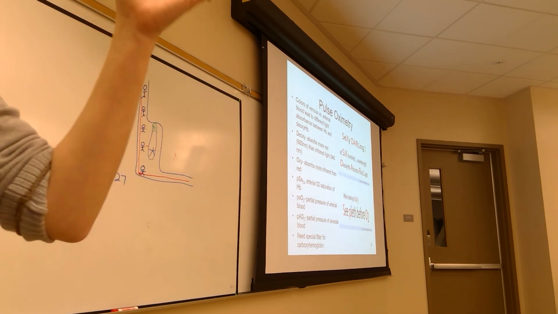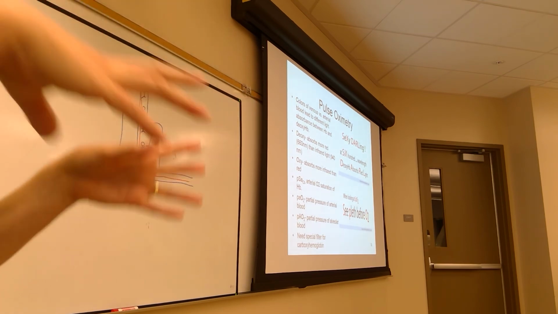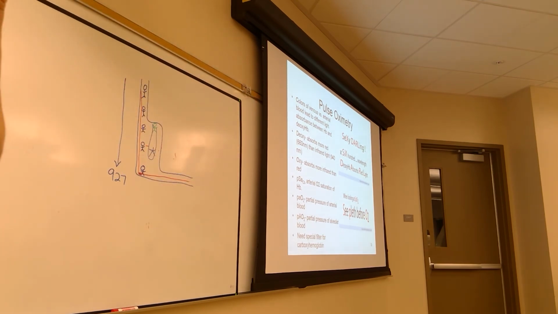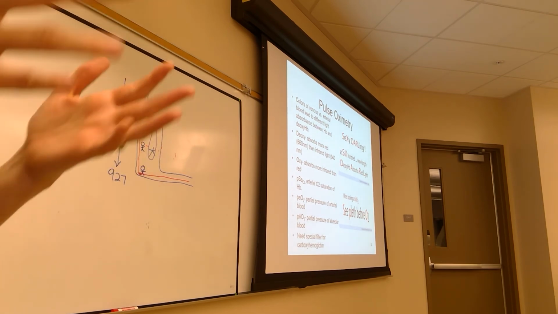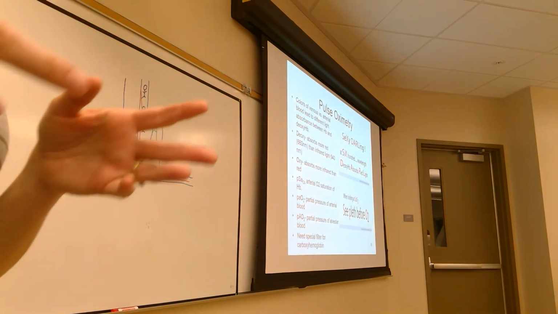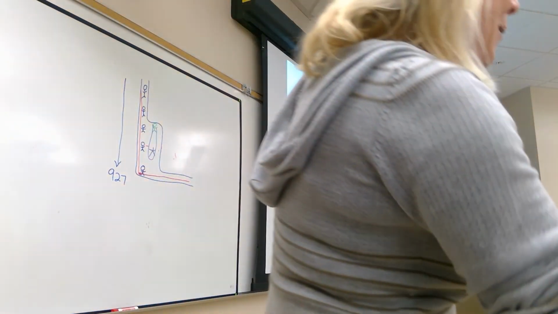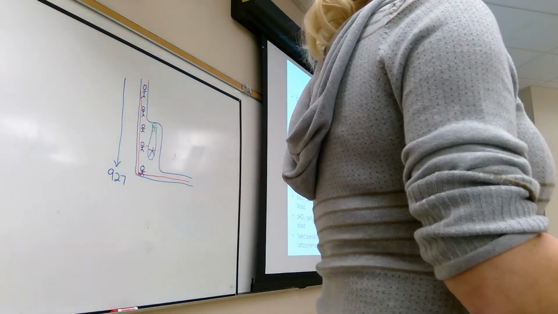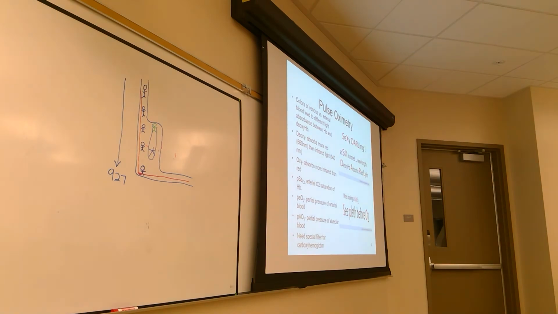Oxyhemoglobin, hemoglobin that is loaded with oxygen. Deoxyhemoglobin, hemoglobin that's not as well saturated. Carboxyhemoglobin, hemoglobin bound to carbon monoxide. Methemoglobin, hemoglobin that has iron in the +3 state. Carbaminohemoglobin, I know. I'll explain what that is in just a moment.